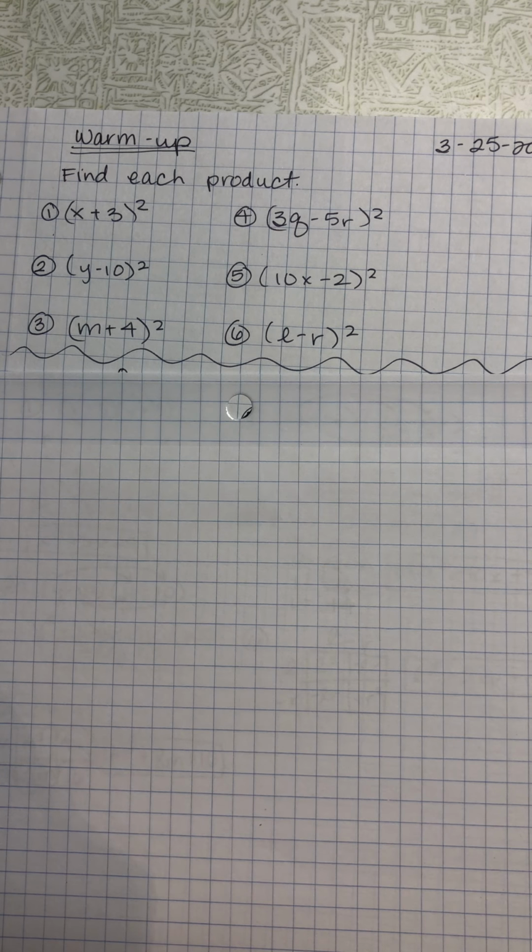Remember back in chapter 8, there were 3 different ways that we could solve these. We could use distributive property, we could use FOIL, and we could use the box method. So take a minute and try those 6. When you're finished, come back.